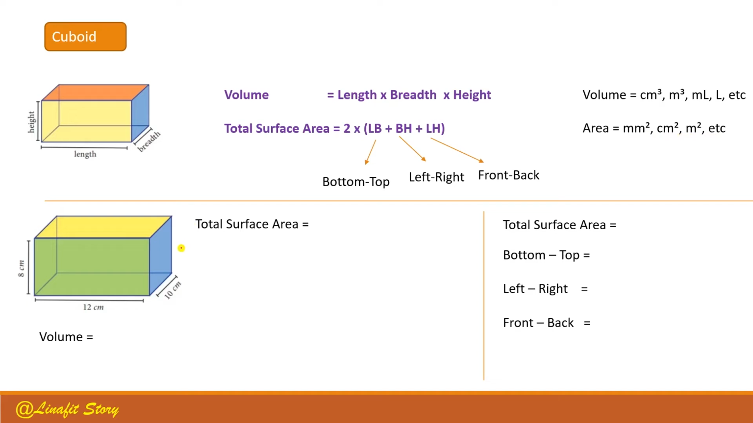For example, find the volume and the total surface area of this cuboid. To get the volume of a cuboid is length times breadth times height. So 12 cm times 10 cm times 8 cm is equal to 960 cubic cm.